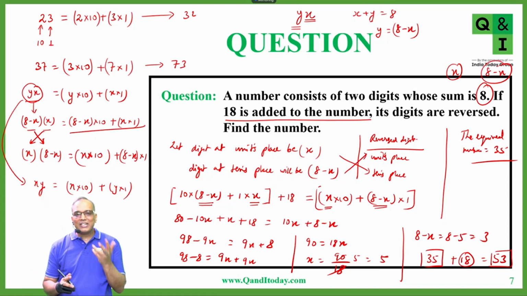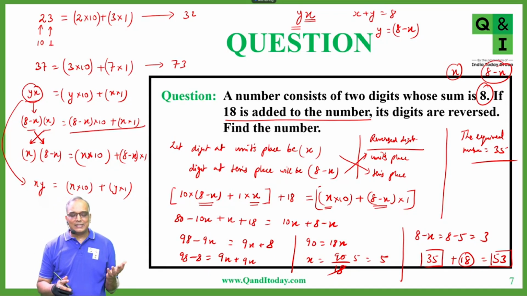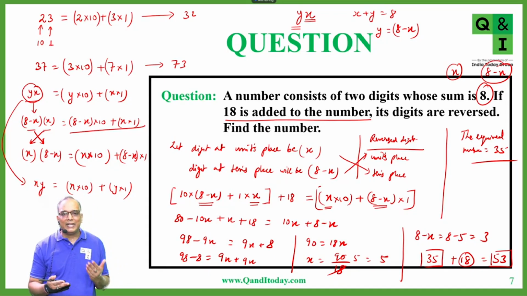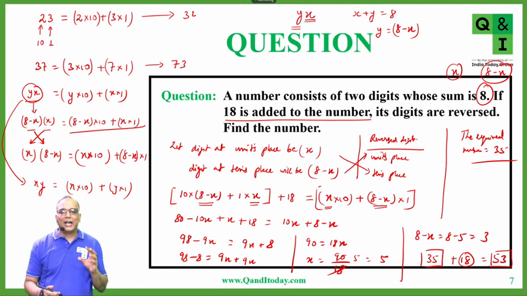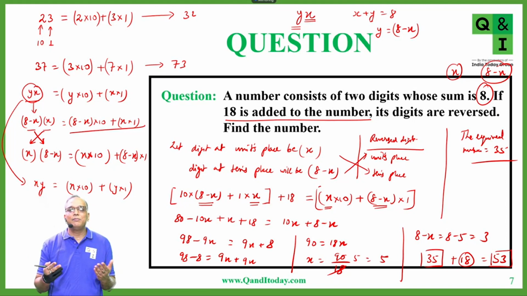Now, when you have a two-digit number, the value of that number is equal to the digit at the tens place multiplied by 10 plus the digit at the units place multiplied by 1. So if I have a number 23, I will write it as 2 into 10 plus 3 into 1. This will give me the value of that number, right? When I write the equation, I will have to take the value of that number.